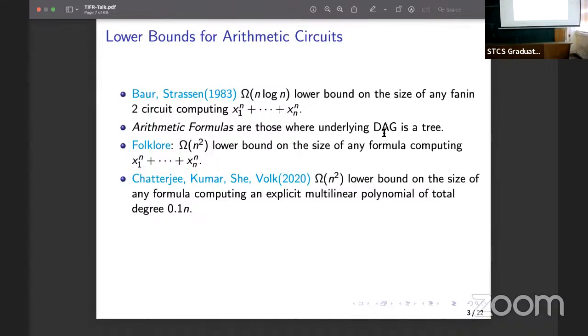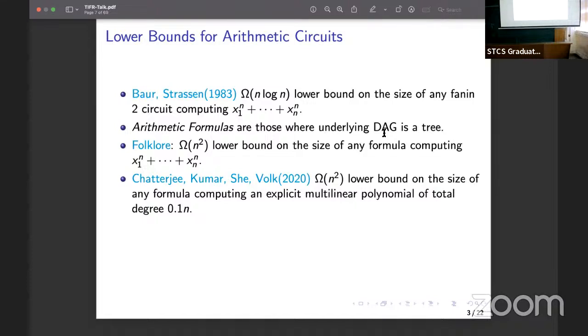Chatterjee, Kumar, Ramprasad, Saptharishi and Shen showed a quadratic lower bound on the size of any formula computing an explicit multilinear polynomial, meaning the individual degree is just 1. But the total degree here is a function of n. It's a quadratic lower bound. Okay, so that's where we stand.